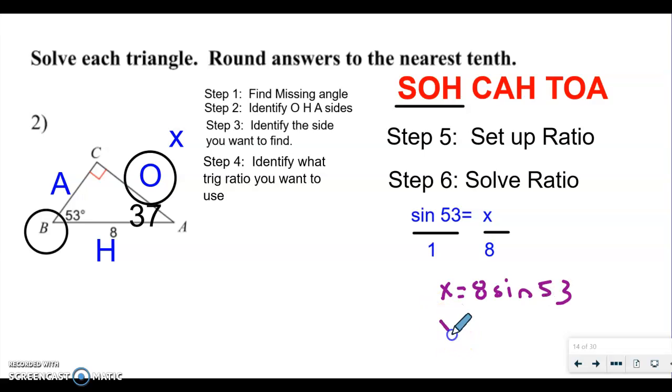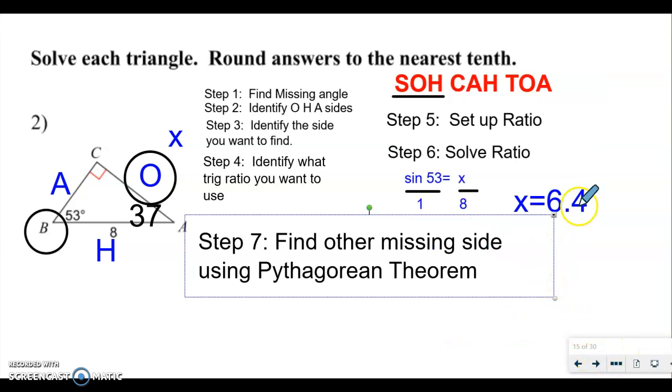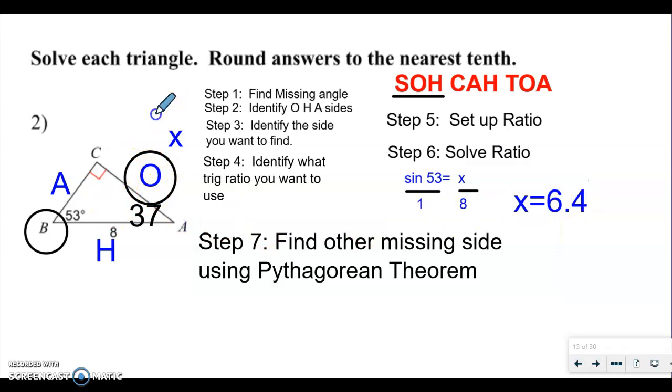When I plug it into the calculator, I get x to be 6.4. Okay, so we know that this side is 6.4. We want to find out what this side is. We'll call it y and use the Pythagorean theorem to do that. So we're going to do 6.4 squared plus y squared equals 8 squared.